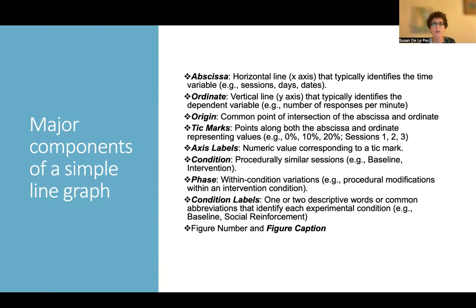There are tick marks, which are points along either the abscissa or the ordinate, and the values could be percentages. If that was on the ordinate, it would also be sessions, the numbering 1, 2, 3 on the abscissa. So then when you label things, the axis labels are basically corresponding to the tick marks. Those are numeric values. You know, I basically said sessions 1, 2, 3.